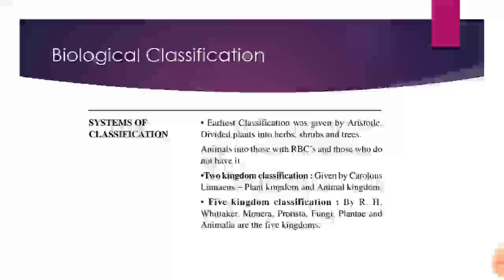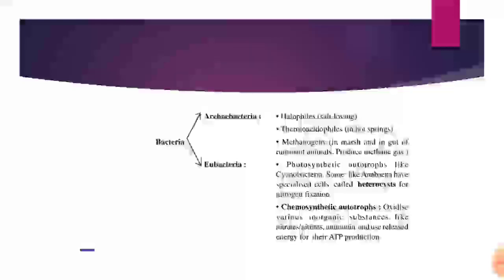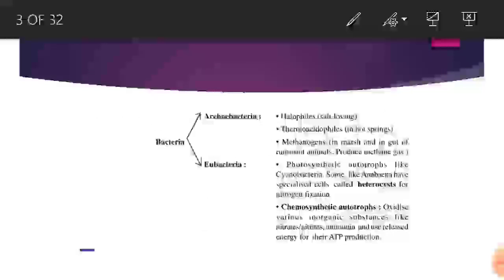Five kingdom classification was proposed by R.H. Whittaker. Monera, Protista, fungi, plantae and animalia are the five kingdoms. He divided bacteria into archaebacteria and eubacteria. Some examples are halophiles, which are salt-loving. Thermoacidophiles are found in the hot springs. Methanogens are found in the marshy areas and in the gut of ruminant animals.